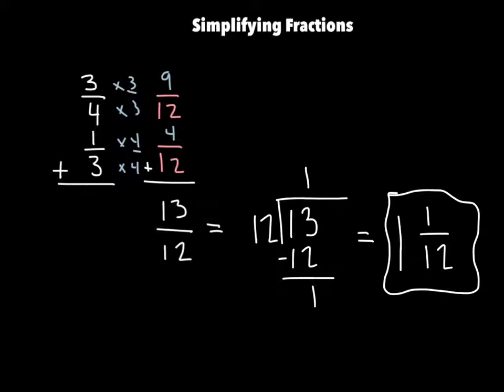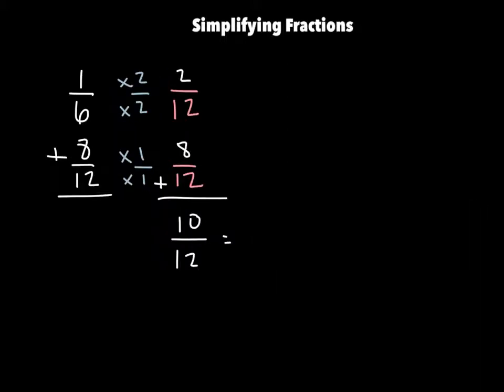So if you ever have an improper fraction, what you need to remember to simplify is just divide. 13 divided by 12 gets you 1 and 1/12. Now in this problem, we got 10/12, which is not improper, it's just a traditional answer to your fraction, but it's not simplified, it's not in its simplest form.